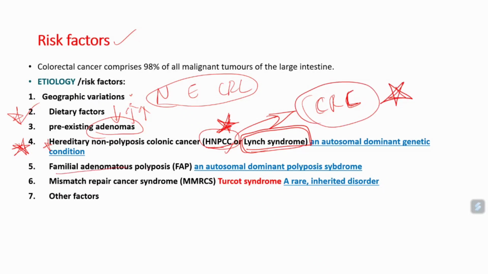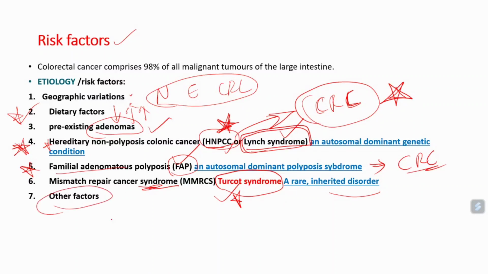Next is familial adenomatous polyposis, also called FAP. This is also an autosomal dominant polyposis syndrome, and these patients have a high risk of colorectal cancer. This is another major risk factor. There is also mismatch repair cancer syndrome, a rare inherited disorder called Turcot syndrome. So patients with pre-existing adenomas, Lynch syndrome, FAP, or Turcot syndrome have a high risk of colorectal cancer.